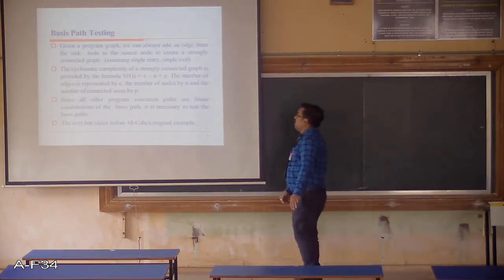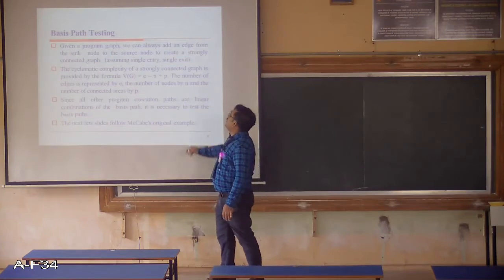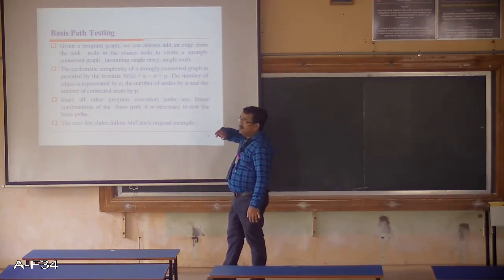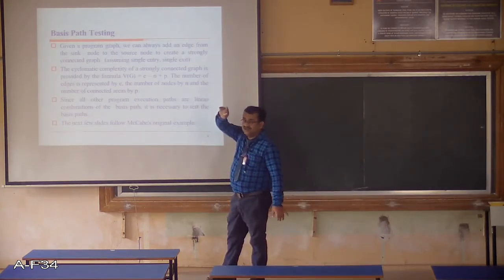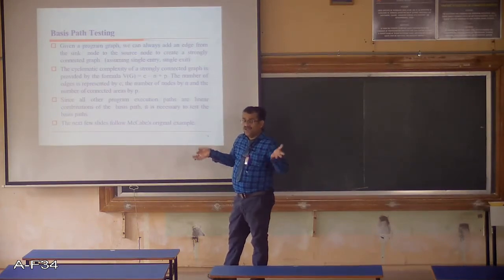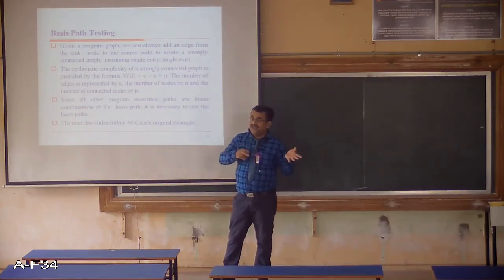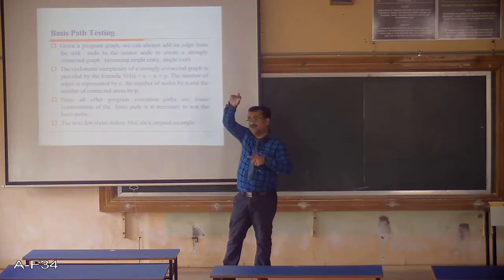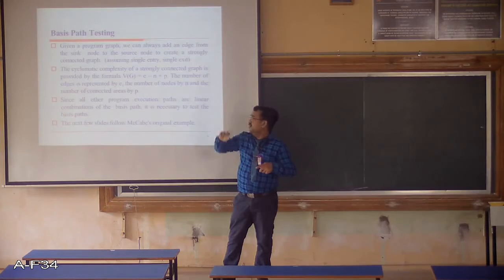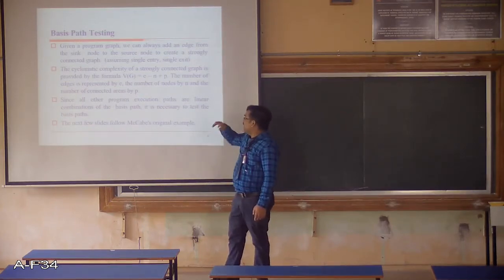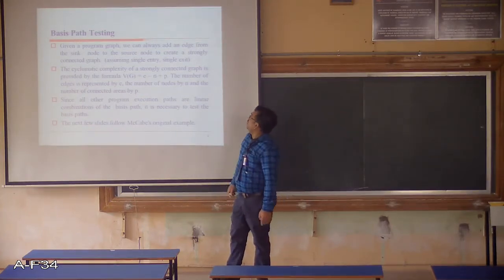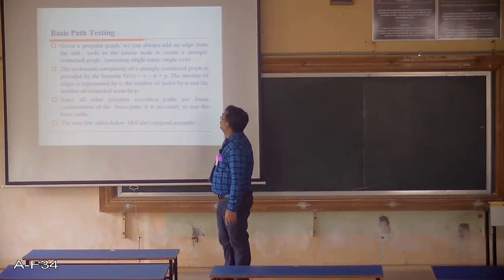Given a program graph, we can always add an edge from the sink to the start. Sink is the end node. So if you have a program graph, any program graph you have drawn from the program, you can add an extra edge from the end node, that is the sink node, the last node, to the start node, the first node. And with that addition, it becomes a strongly connected graph.